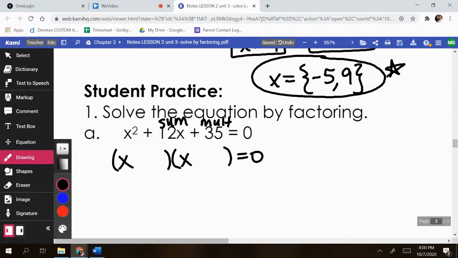What are some things that multiply to give me 35? I know 7 and 5. Does that add to give me 12? 7, 8, 9, 10, 11, 12. Yes, it does. So I'm going to use 7 and 5. These are all plus signs, so I'm going to make these have plus signs.